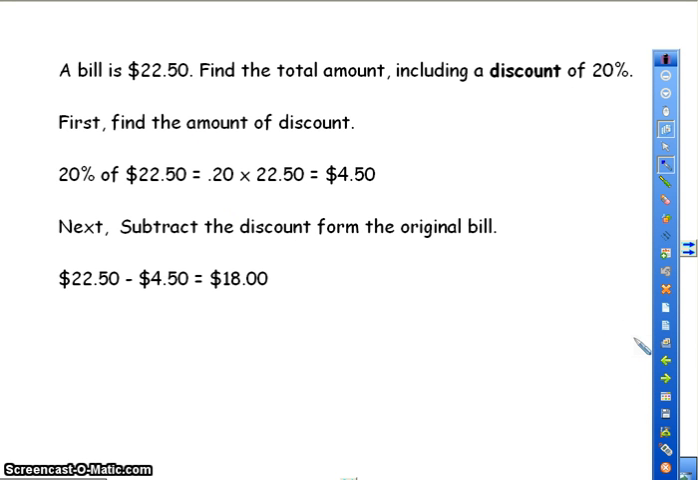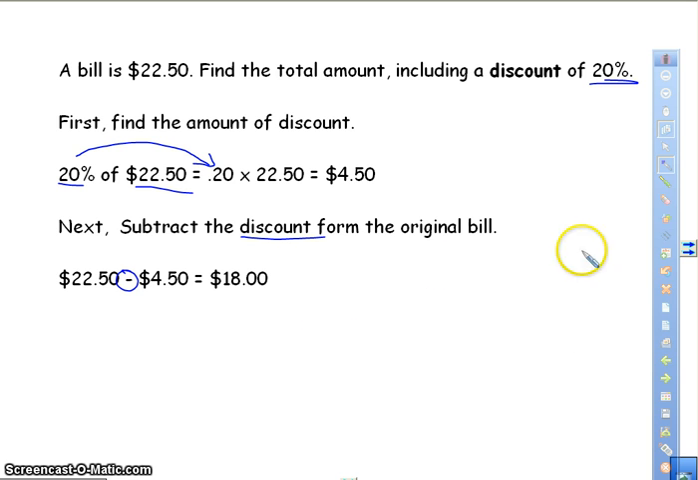If I'm doing the same type of problem with the same numbers as a discount, your bill is $22.50 and I'm going to find the total amount including a discount of 20%. So I'm going to find the amount of the discount. I'm still taking 20% of $22.50. 20% is changed to a decimal just like before, and I'm still multiplying by the amount. Once again, you'll see I get $4.50. But because it's a discount, you're going to subtract it from your original bill. You find the percent of that number in the same way, but now I subtract because it's a discount, and you get $18.